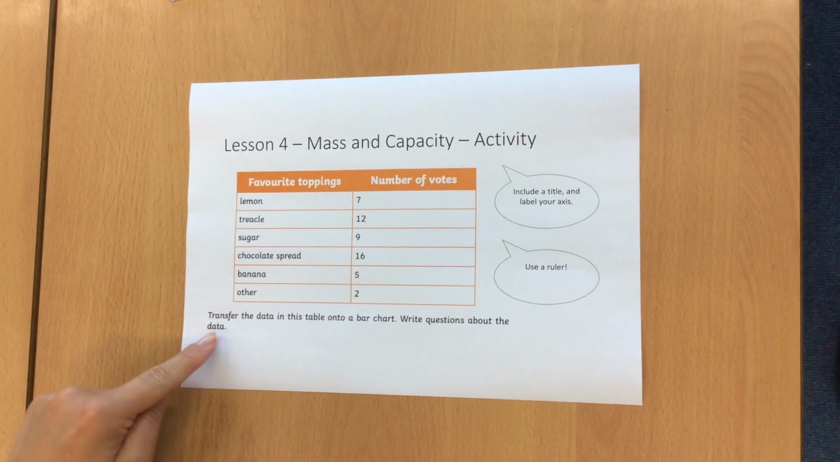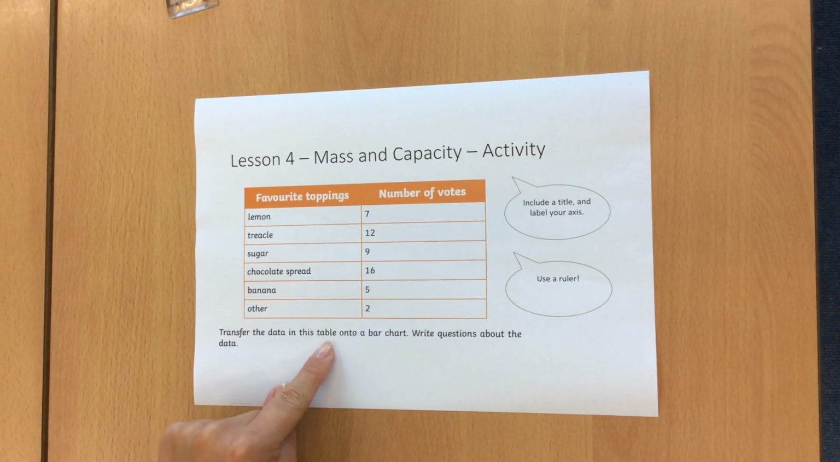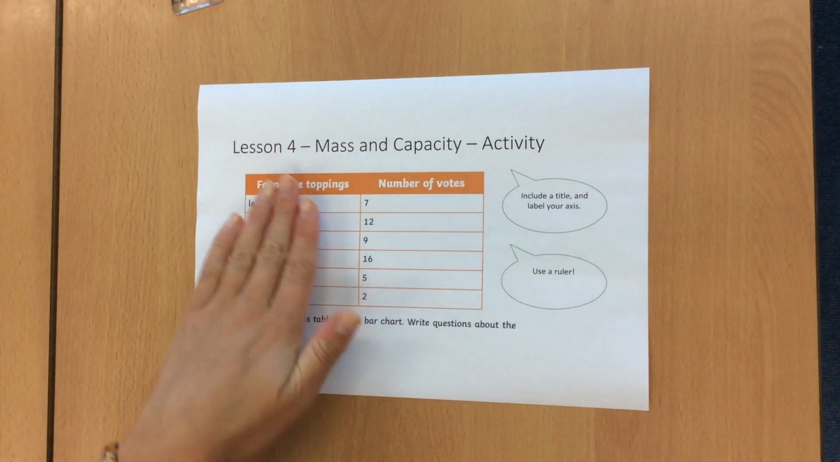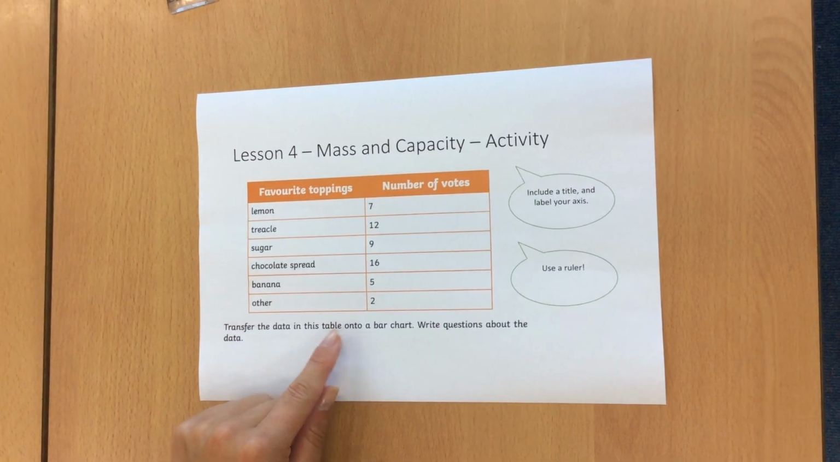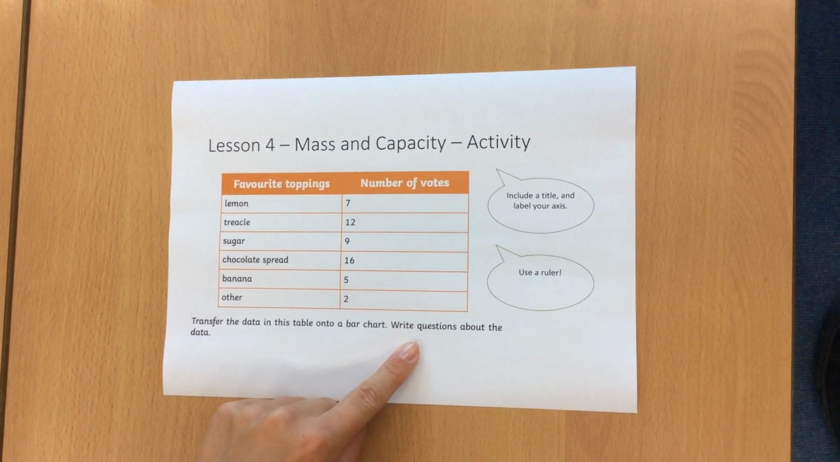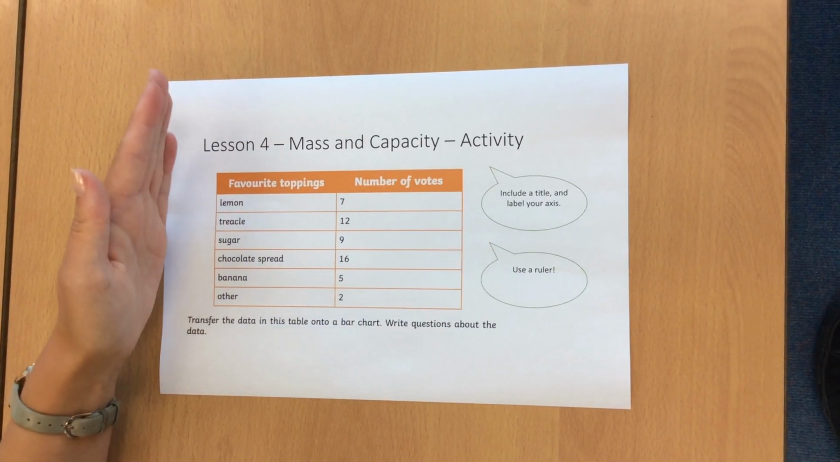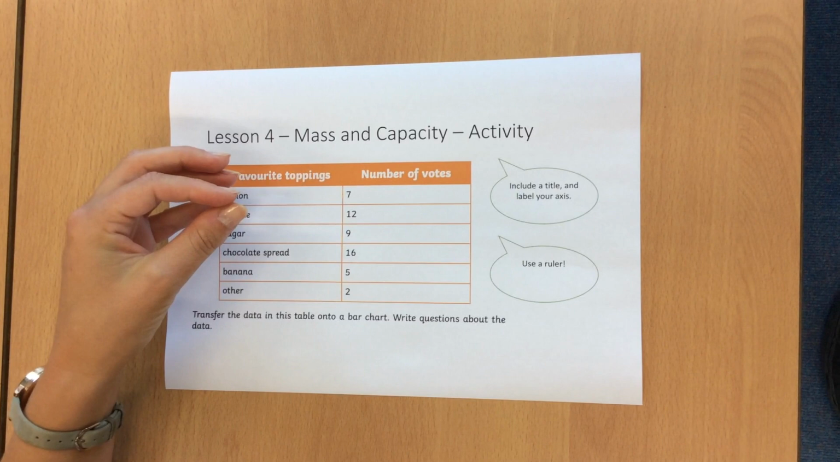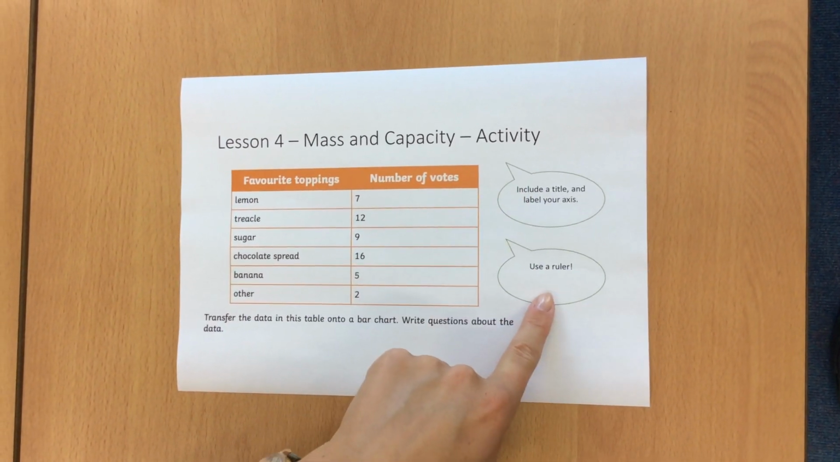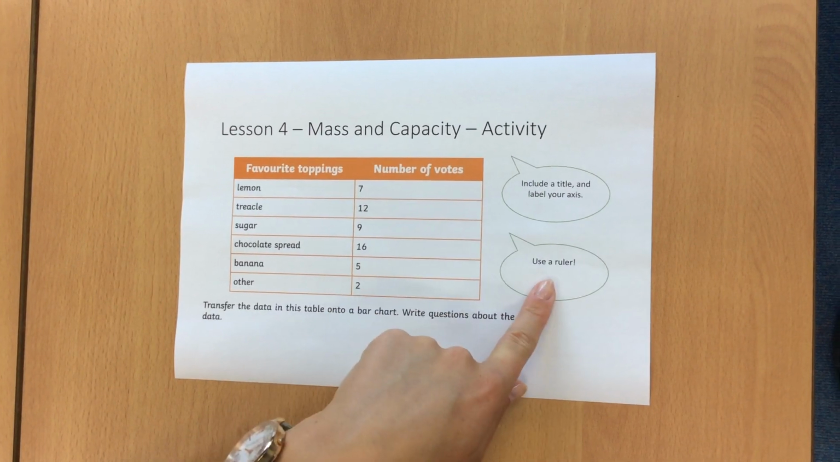Now, your task today is to transfer the data, the information in this table, so not this kind of table, it's a table where you lay out the information, onto a bar chart. And then you have to write questions about the data. I'm going to show you how we will create a bar chart, just to remind you what it might look like. We've got a couple of tips over here. It says, include a title, label your axes and use a ruler.